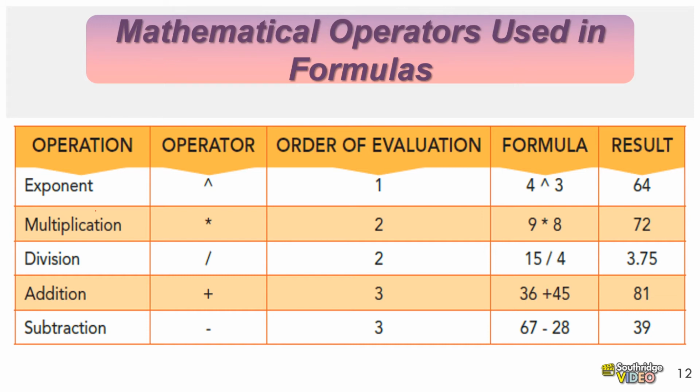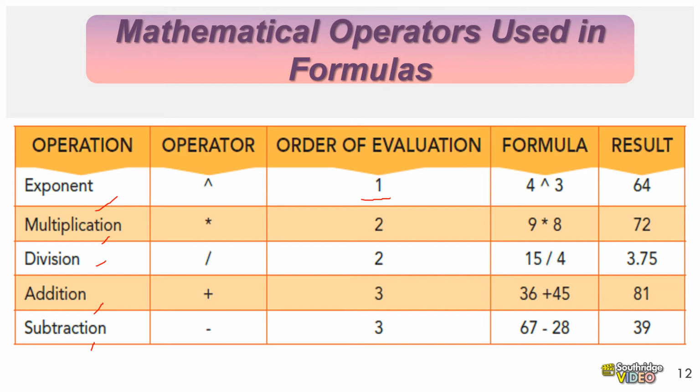We have exponent, multiplication, division, addition, subtraction, and the order of precedence is given here. First, exponent. In a mathematical formula, wherever the exponent comes, you should calculate the exponent value first. Before that, if a bracket is there, you should find the values inside the bracket first.